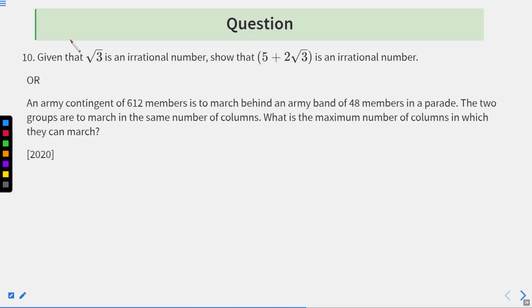So this is question number 10. Given that root 3 is an irrational number, here we have to show that 5 plus 2 times root 3 is an irrational number. So we are given root 3 is an irrational number, and basically we have to show 5 plus 2 times root 3 is an irrational number.